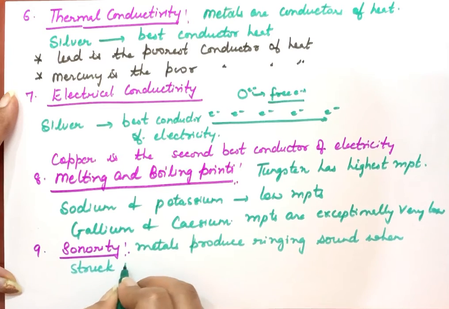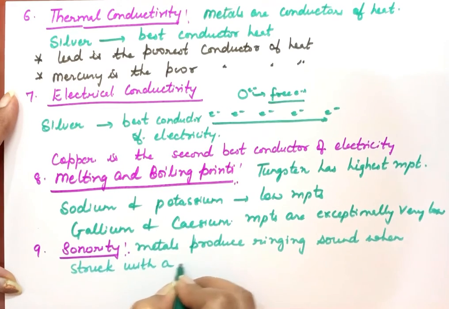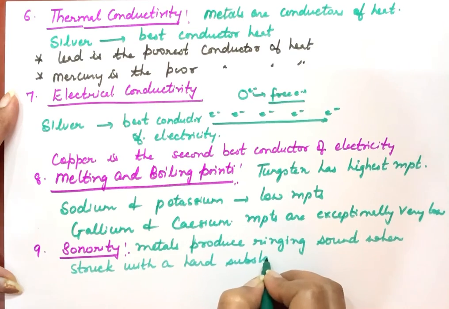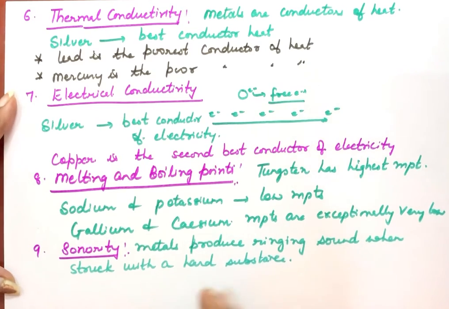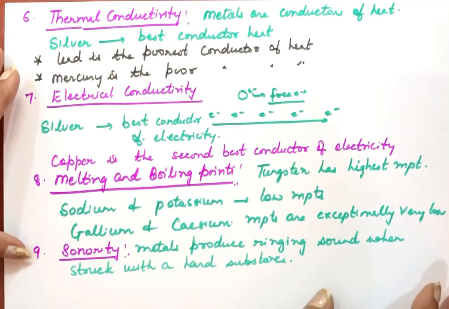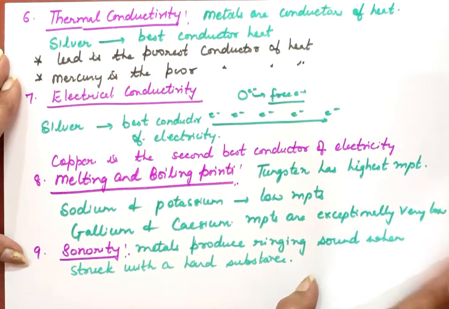They produce a ringing sound when struck with a hard substance, or when two pieces of metal are struck. Because of this property, these metals are used for making bells and even for making the strings of musical instruments like sitar and violin. Their strings are made up of metals.